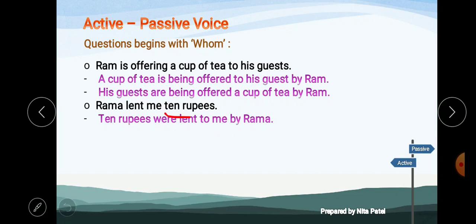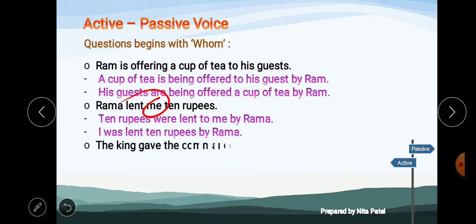Now let's put me, the indirect object, as our subject. So I was, right? This auxiliary verb will change according to the new subject in person and in number. So I was, me being first person. I was lent 10 rupees by Rama. Okay, you can see your answer. I was lent 10 rupees by Rama.